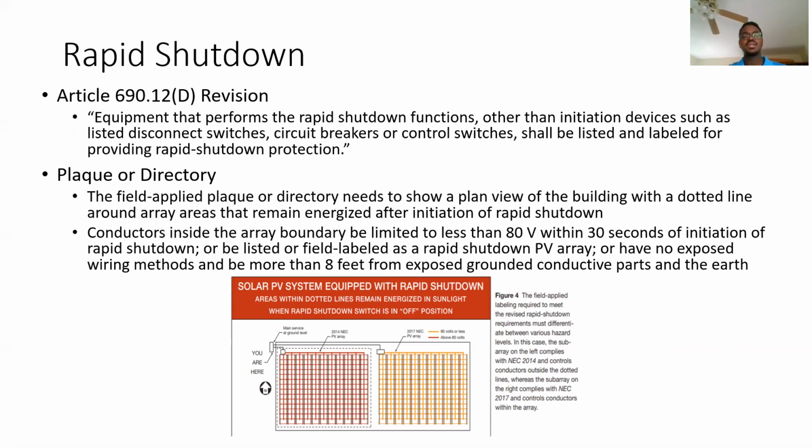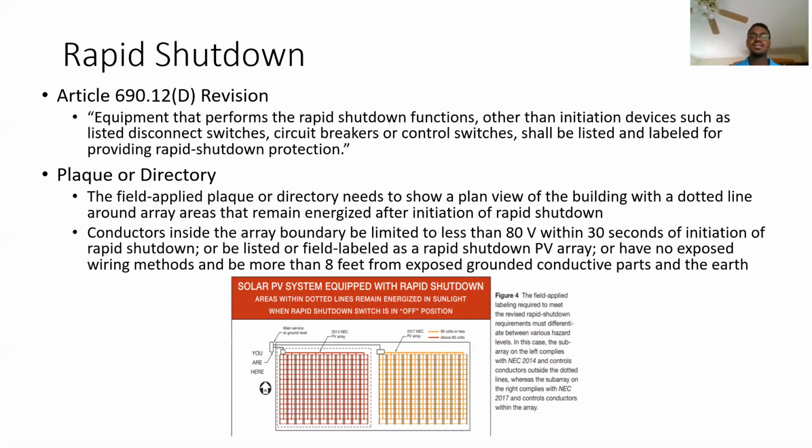So this is essentially saying that all of the equipment needs to be labeled and listed for rapid shutdown protection. So there's got to be a plaque or directory near the shutdown, which describes what is still energized and what isn't still energized after the initial rapid shutdown.